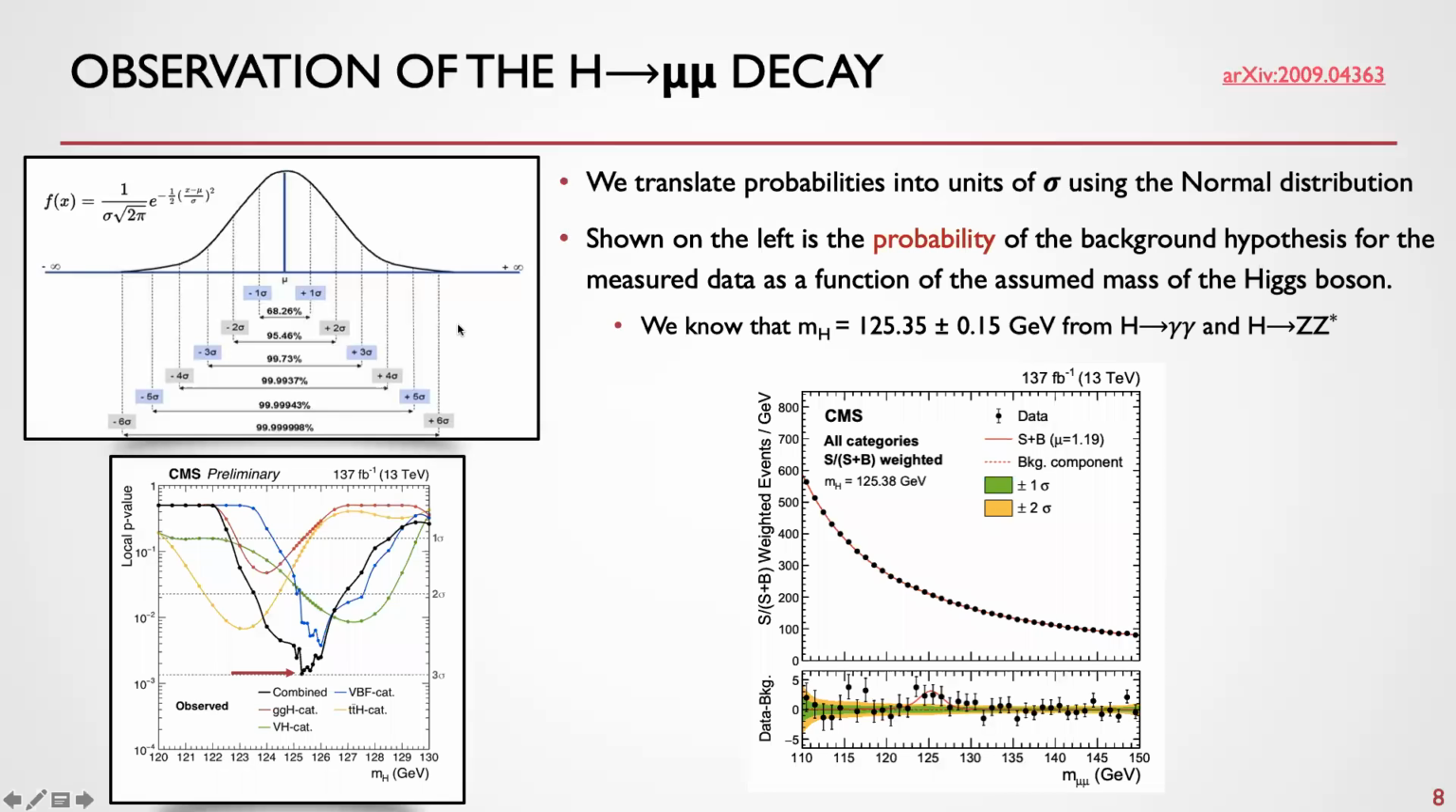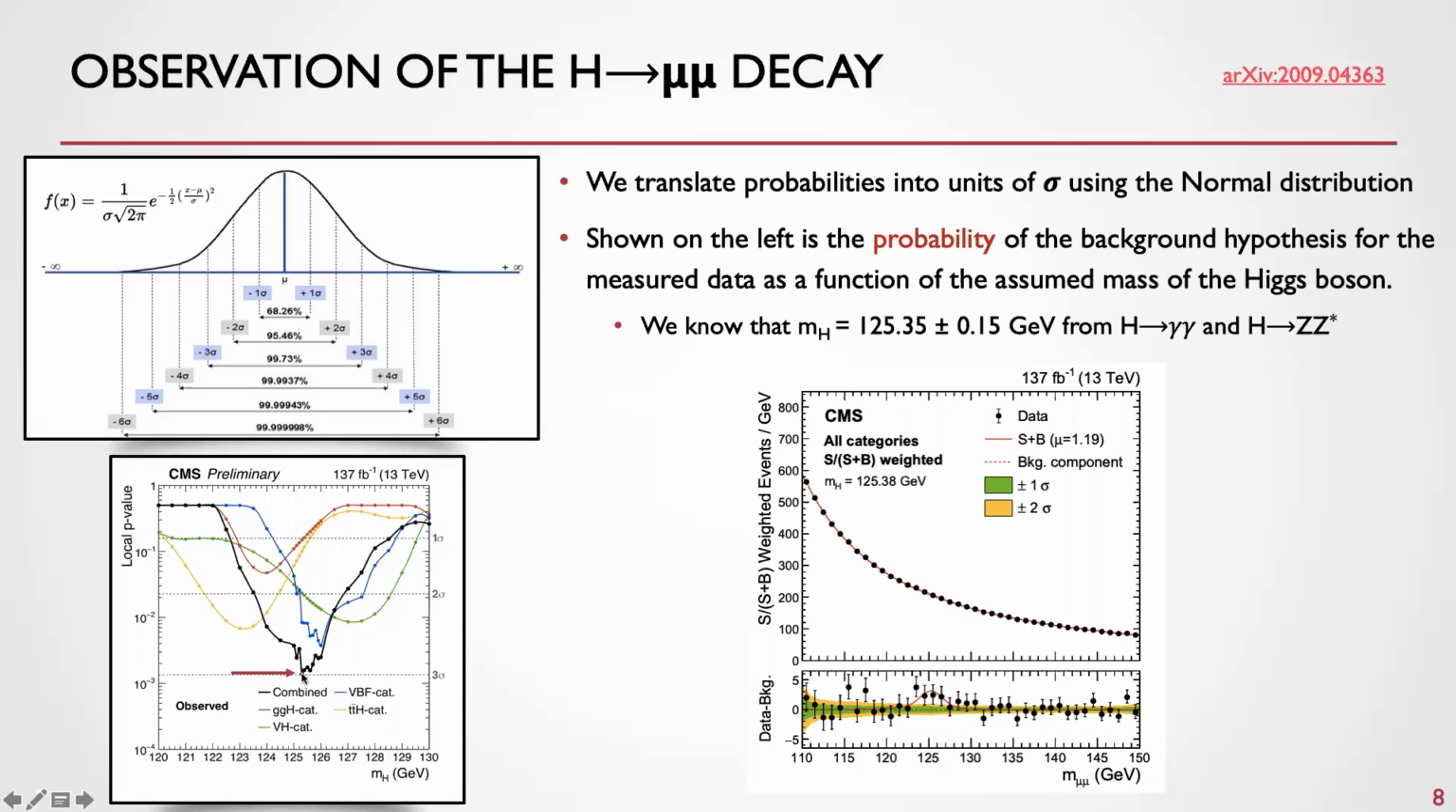Now let's look at the Higgs to mu result, and this is from 2020, from July this year. You see here the probability, we call it the local p-value, the probability of the Higgs to mu hypothesis being wrong, essentially, and it reaches 3 sigma here.